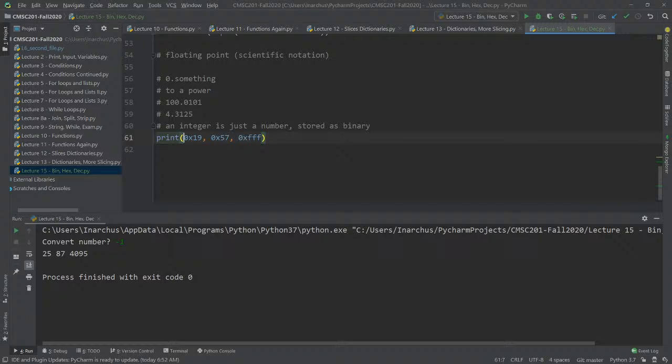Now we're writing them in Python as hex, but remember that computers only ever understand binary. So the point is, pretend like the computer has to convert, just like it has to convert 25 into binary, 87 into binary, and 4095 into binary. It has to convert 0x19 into binary the same way.